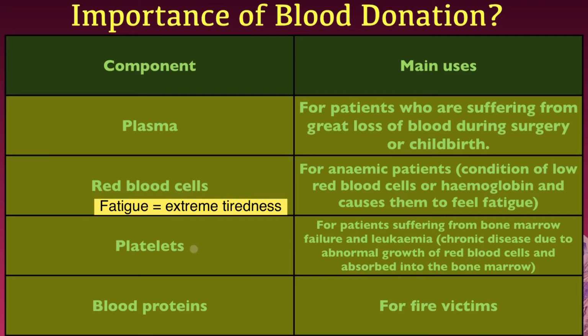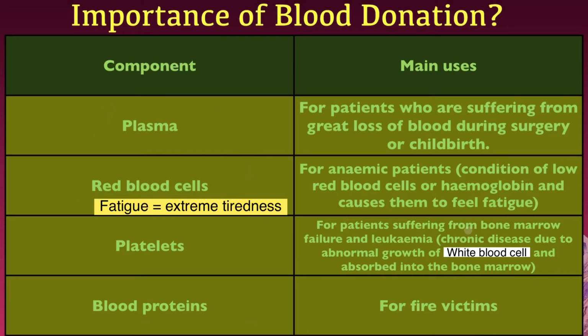Platelets are for patients suffering from bone marrow failure and also leukemia, which is a chronic disease due to the abnormal growth of blood cells in the bone marrow. So this is for platelets. And blood proteins are for fire victims. So you can see that different components have different functions.